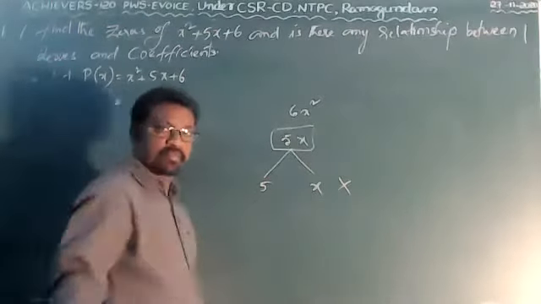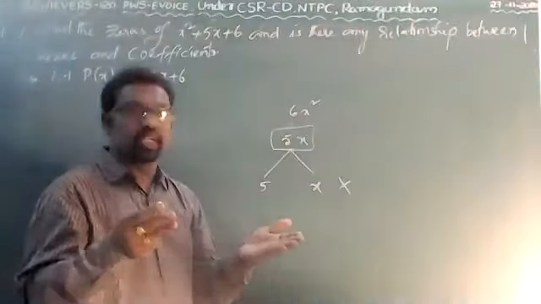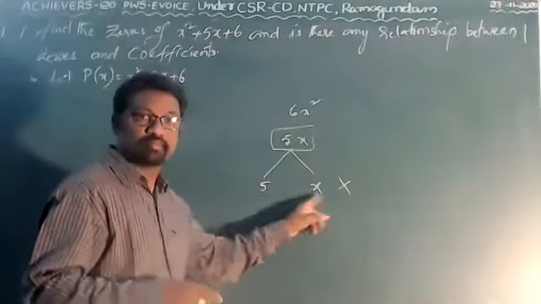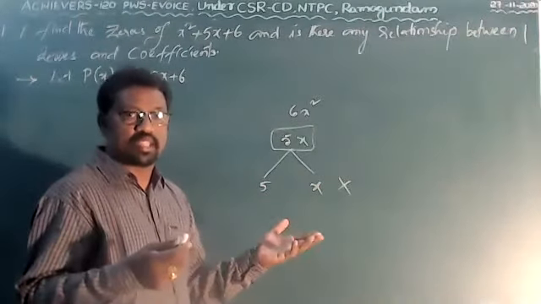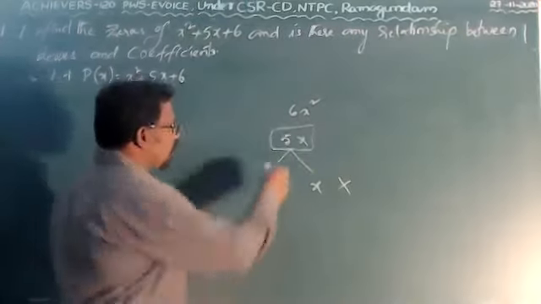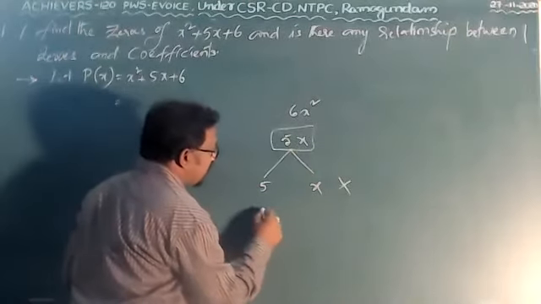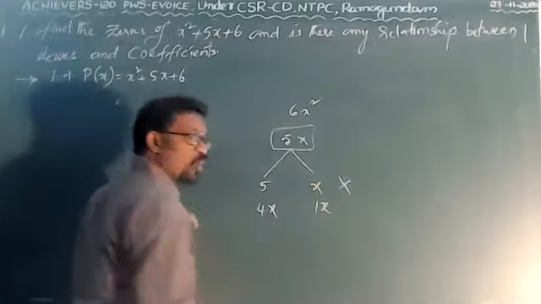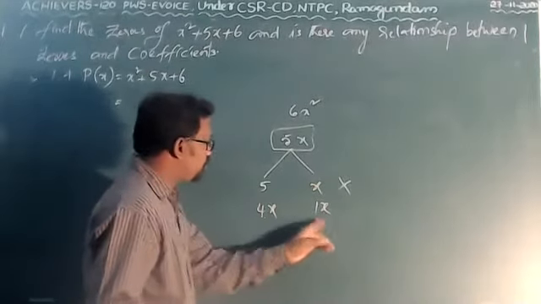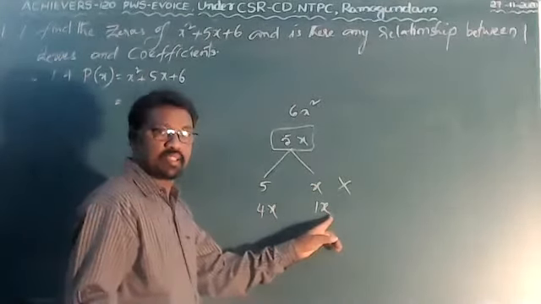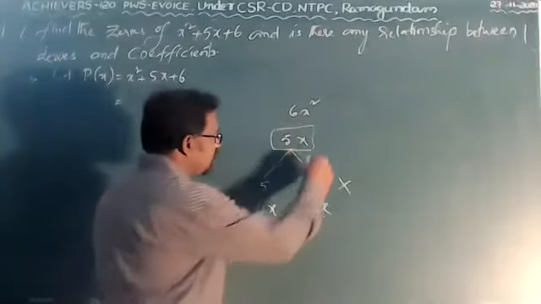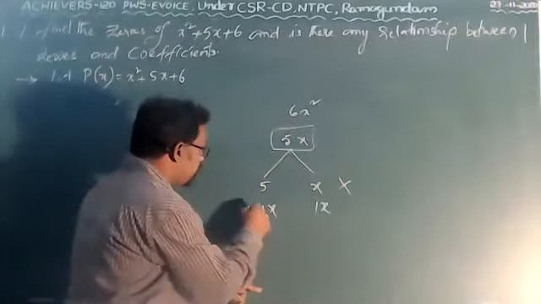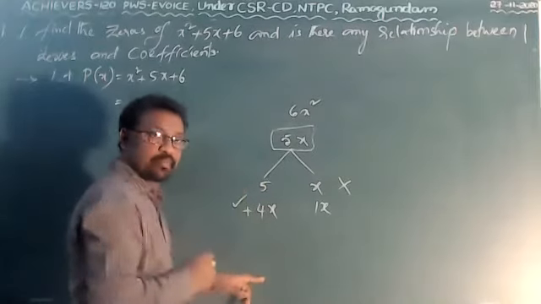Not like this. Splitting like how? You can't add 5x as 5 plus x, it's not correct. 5x you have to split like this. Suppose let us take 4x and 1x. Add these two, 4x plus 1x is 5x. This is okay. The addition is correct.